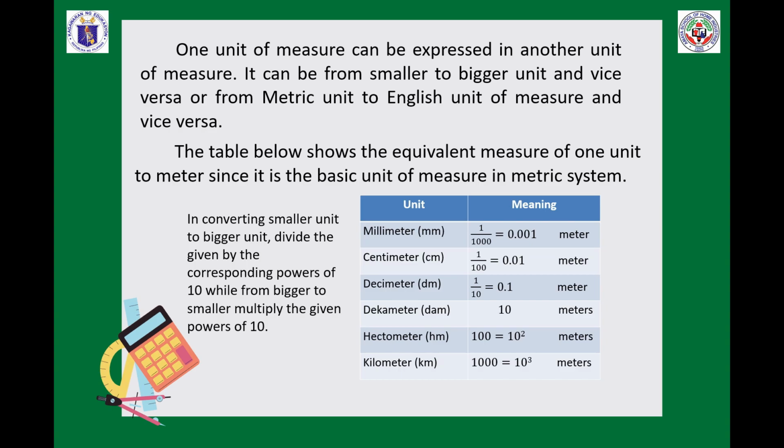So in converting a smaller unit to a bigger unit, you need to divide the given by the corresponding powers of 10. So the operation is division, while from bigger to smaller, multiply the given by powers of 10.